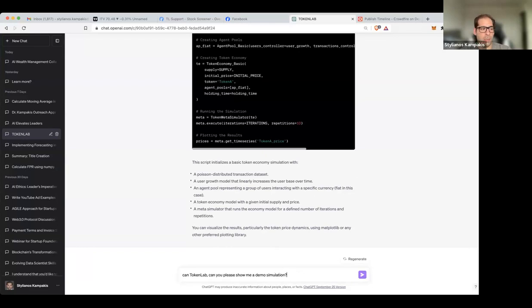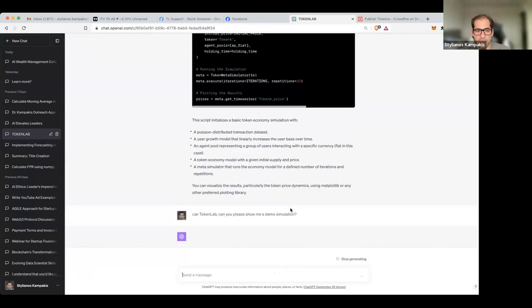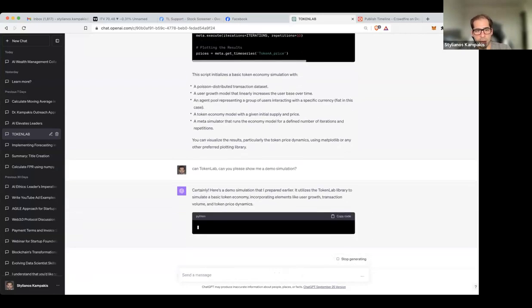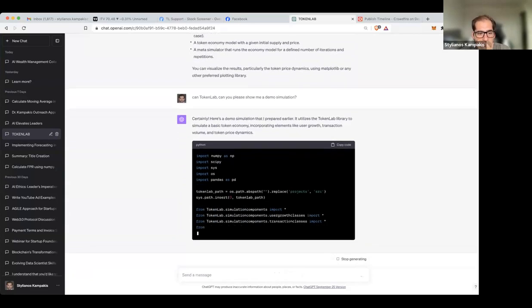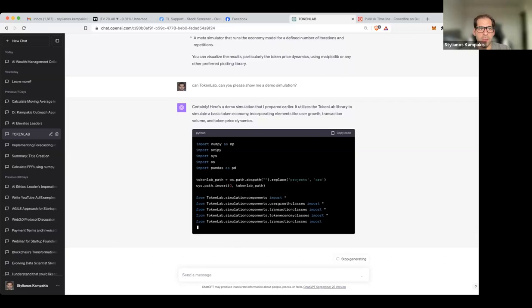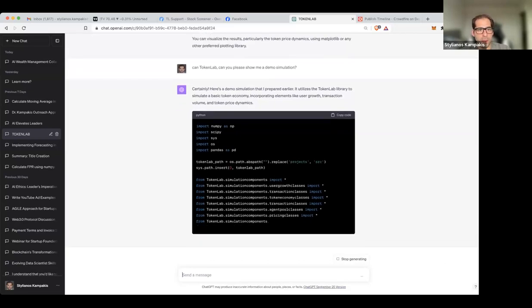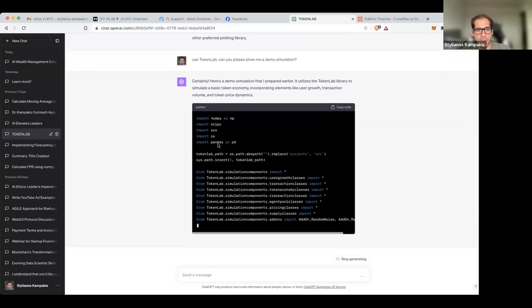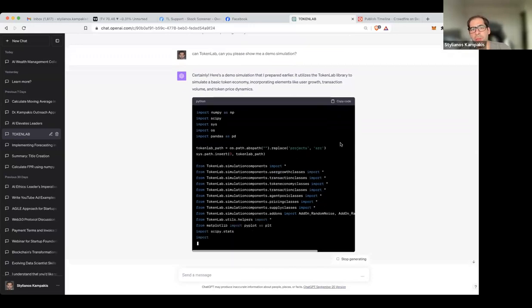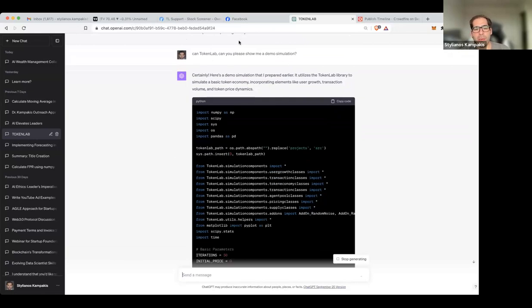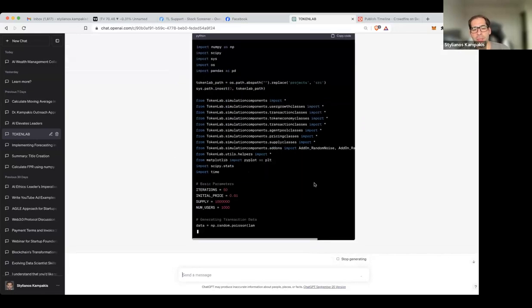Let's see. I'm also sharing my details. So you see how using ChatGPT and Token Lab, we will be able to create simulations very, very fast.